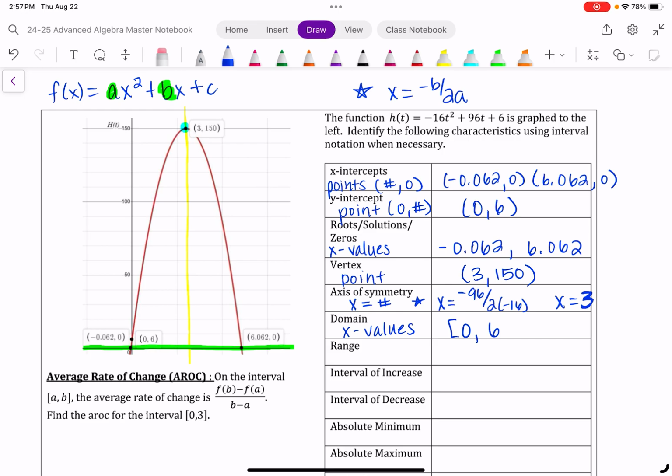Yes, it is going from 0, because that's where it starts, to 6.062. And they both get brackets because that's where it starts and it stops. All right. The range is based on the y values. Our smallest y value is 0, and it goes all the way up to 150, which is the vertex.